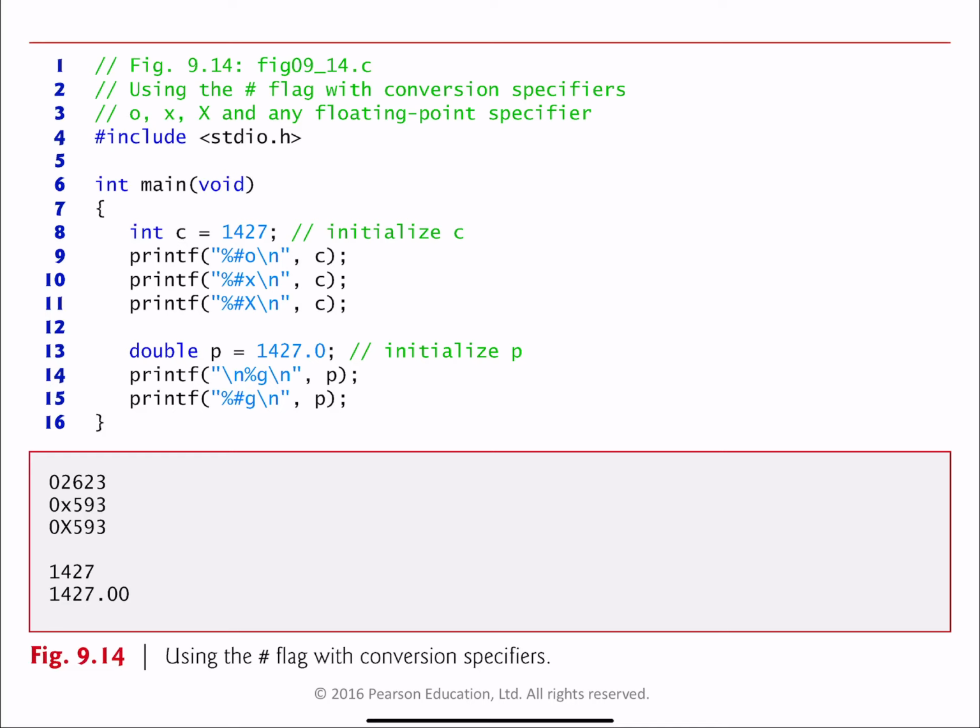So we have this integer, 1427, printed out as an octal number with the hash flag. It prints out with a 0 in front. Printed out as a hexadecimal number, it prints out with a 0x lowercase x in front. And with the hash and the percentage uppercase X conversion specifier, it adds a 0X uppercase X in front of the number. Add the hash to the percentage G conversion specifier, and it adds some decimal digits after the number.